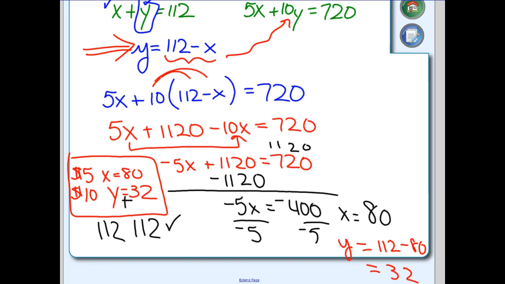So tonight for homework, you have a few story problems to do. You're going to use 2 variables, and you're going to do 2 equations, and we'll sit and talk through them tomorrow. Great job.